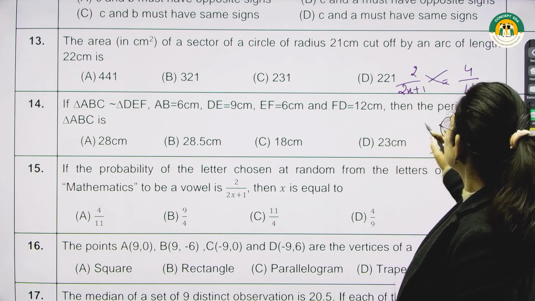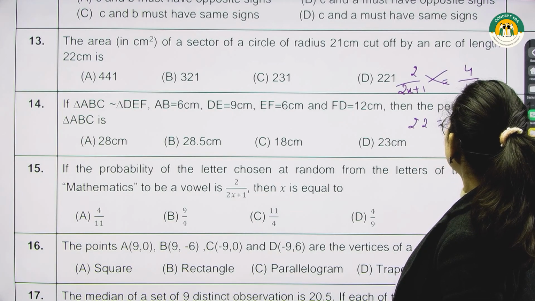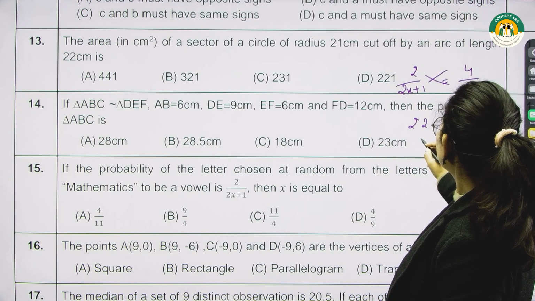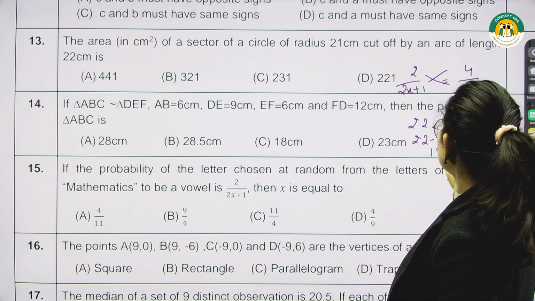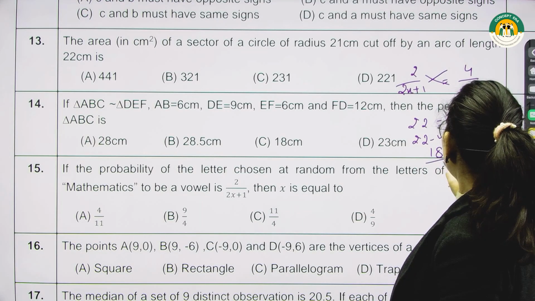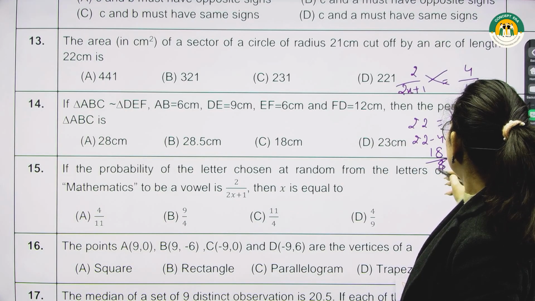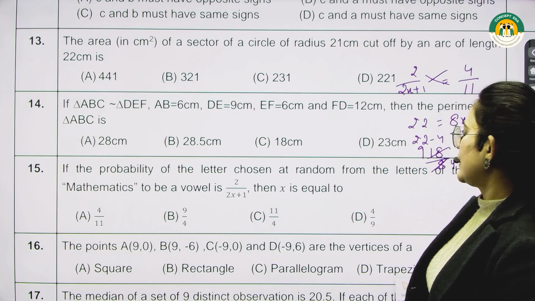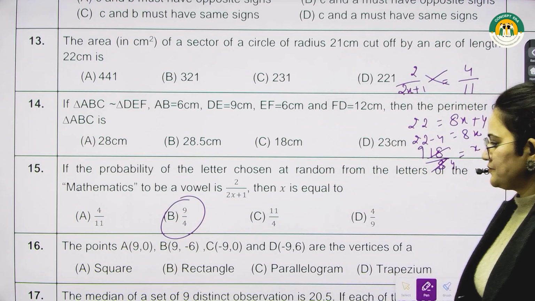So if we cross multiply it, we'll get 22 equals 8x plus 4. So 22 minus 4, 8x, it is 18 upon 8 is equals to x. If we simplify it, 2 4s are 8, 2 9s are 18. It is 9 upon 4. So this is the answer.